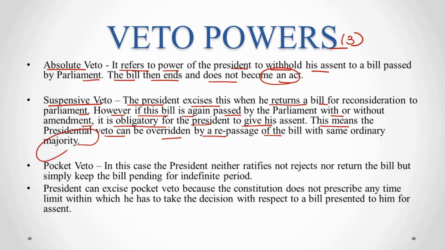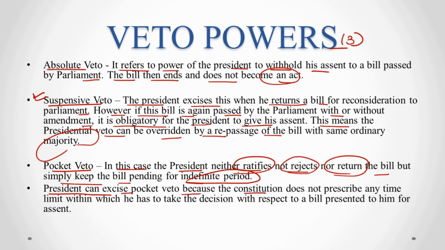Coming to pocket veto, in this case, the President neither ratifies nor rejects nor returns the bill but simply keeps the bill pending for an indefinite period. The President can exercise pocket veto because the Constitution does not prescribe any time limit within which he has to take a decision with respect to a bill presented to him for assent.